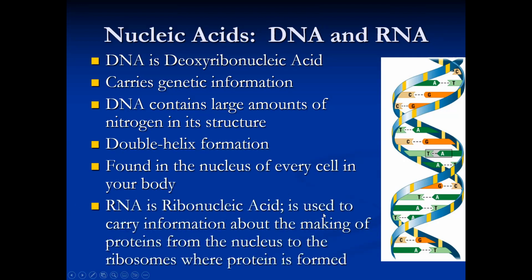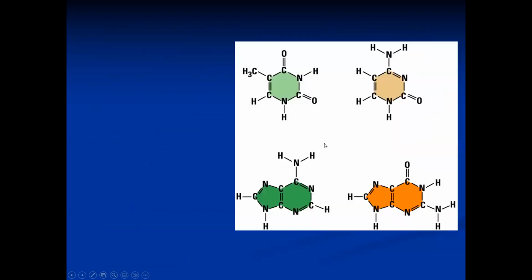RNA is ribonucleic acid, used to carry information about the making of proteins from the nucleus to the ribosomes, where protein is formed. I'll be talking more about how that works later on. But DNA and RNA are what are called nucleic acids, and they have nitrogen.